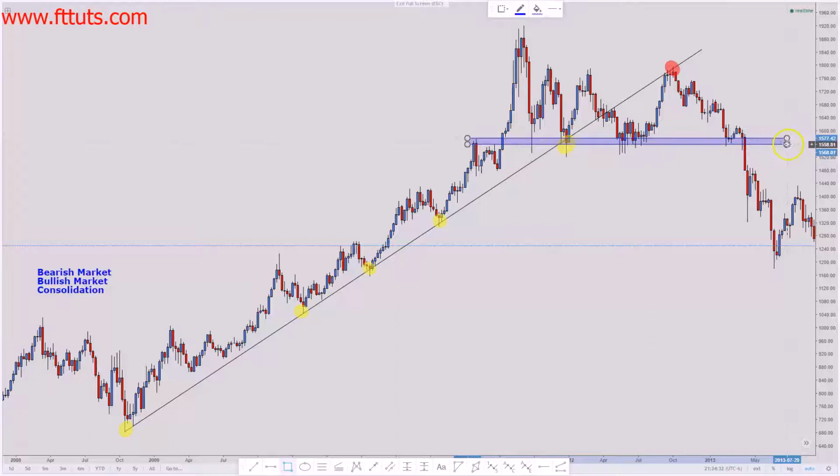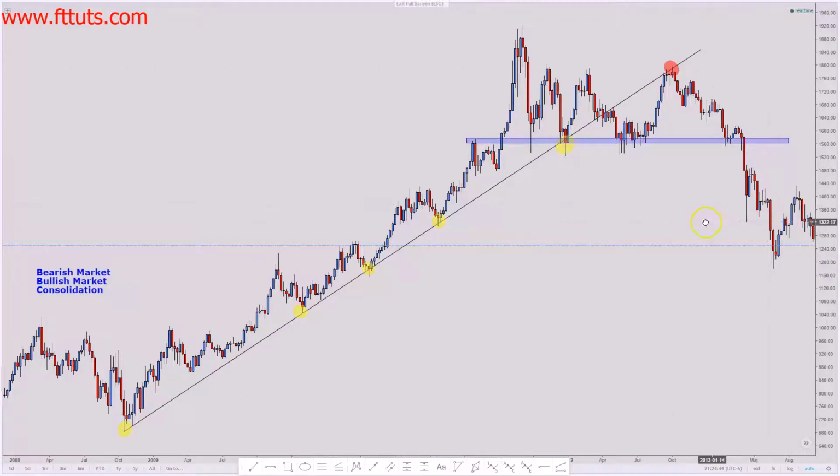Use our market structure. It plateaued right here, and then we started making lower highs, and right here it just kept making lower highs, and then finally got a breakthrough right here, downtrend.